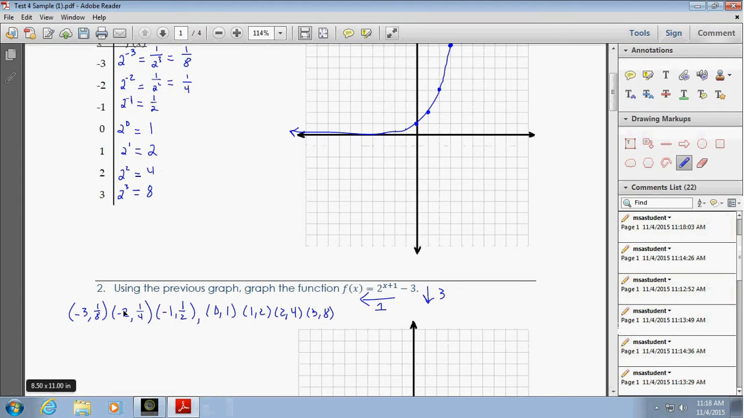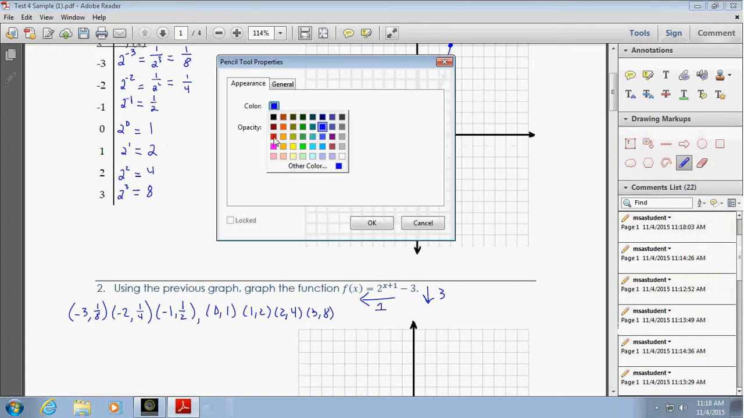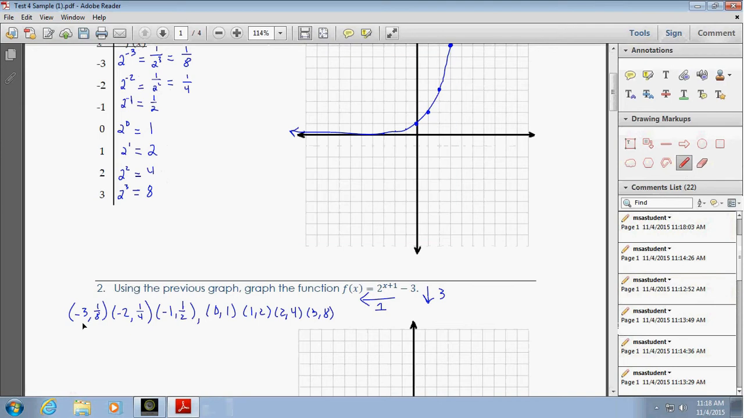I'm going to change the color here. So we'll decrease by one, so this will be negative four, negative three, negative two, negative one, zero, one, and two. Now our y values need to go down by three.